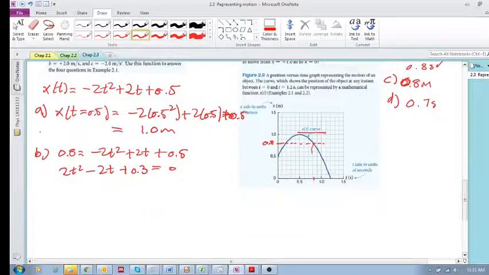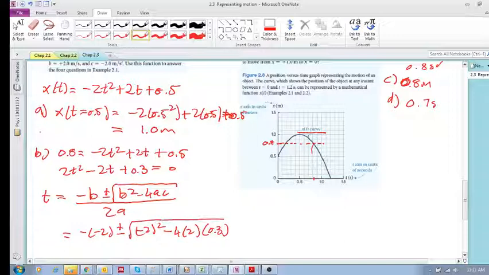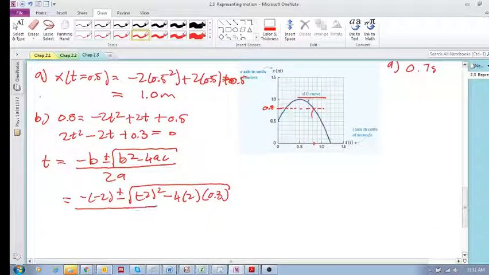And if you want to solve for t, we can use the quadratic formula, t equals minus b plus or minus the square root of b squared minus 4ac, all over 2a. I'll just plug it in. I won't do anything more than that. Minus b is going to be minus minus 2, plus or minus the square root of minus 2 squared minus 4 times 2, that's a, times c, which is 0.3, all over 2 times a, which is 2. And you'll see that you're going to get time equals roughly 0.18 seconds and 0.82 seconds.